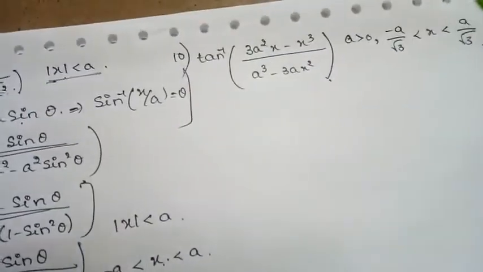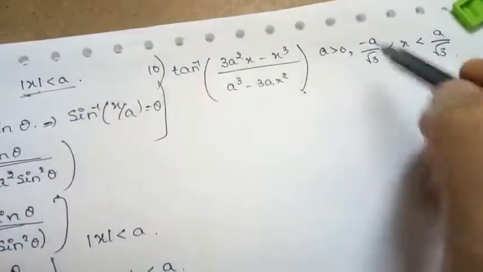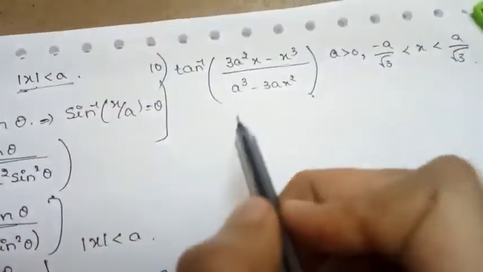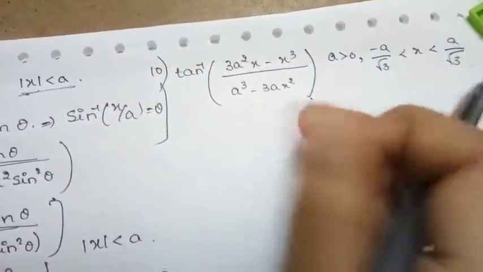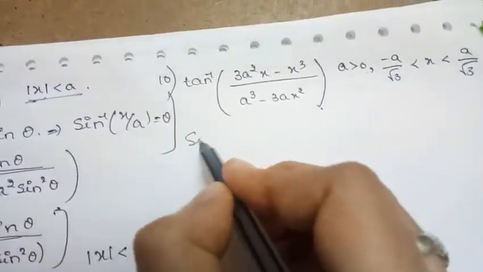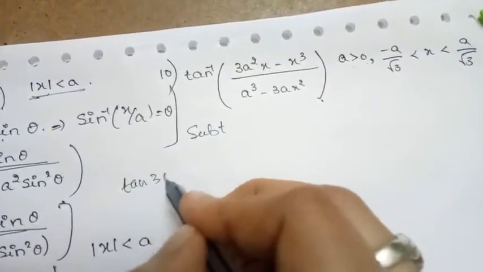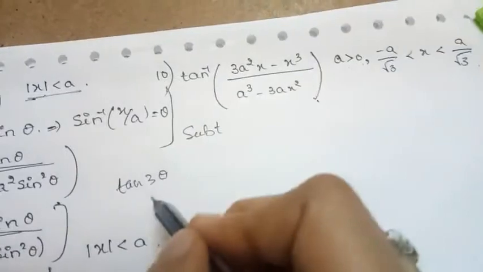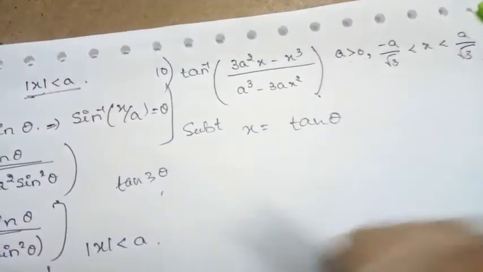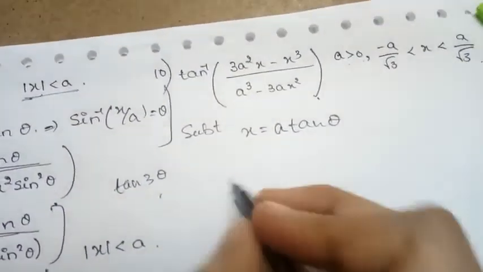tan inverse of (3a square x minus x cube) divided by (a cube minus 3a x square), where a is greater than 0 and x is lying within this range. So by looking into this question itself, you can come to know that this is in the form of the tan 3 theta equation. So what we need to substitute to get the formula of tan 3 theta? If I substitute x by tan theta, it is not at all possible. So I am substituting x by a tan theta.